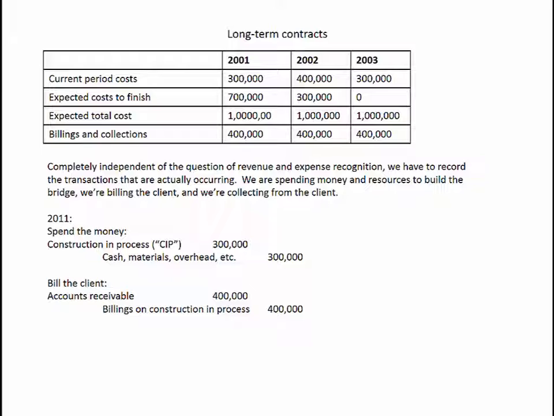It's an inventory of a product that's under construction. Next, we send the client their annual bill for $400,000. We debit accounts receivable for $400,000, and instead of crediting revenues, we're going to credit this thing called billings on construction in process, which is in the same vein essentially as an unearned revenue account. And finally, we collect from the client, and we record a cash collection like we would record any other cash collection. We debit cash and credit accounts receivable.